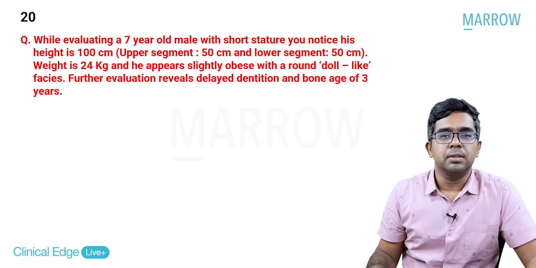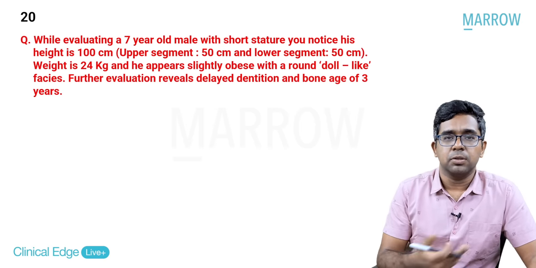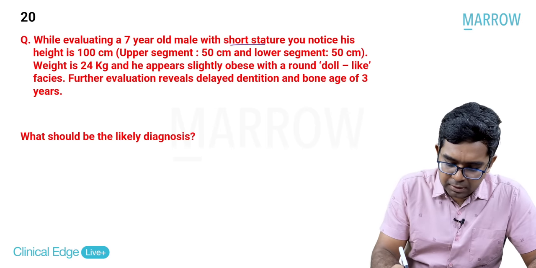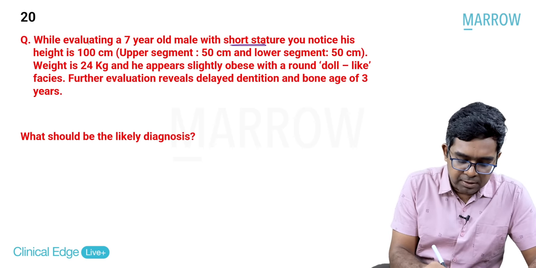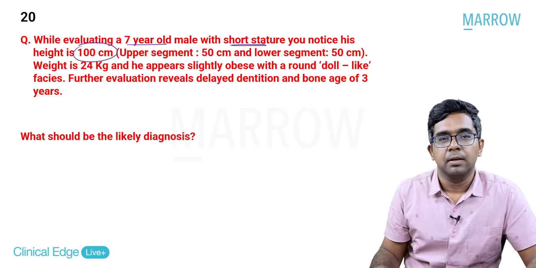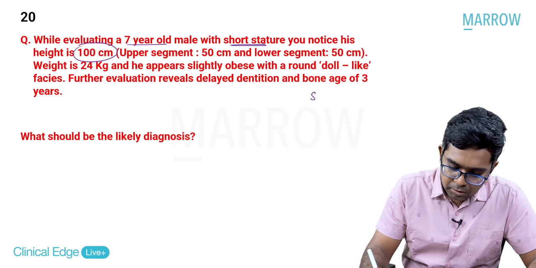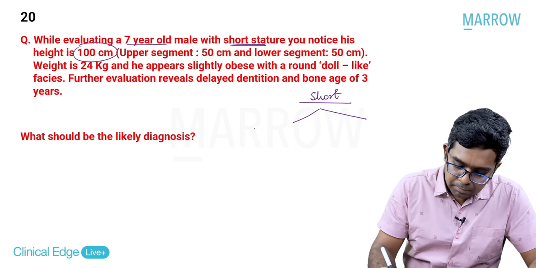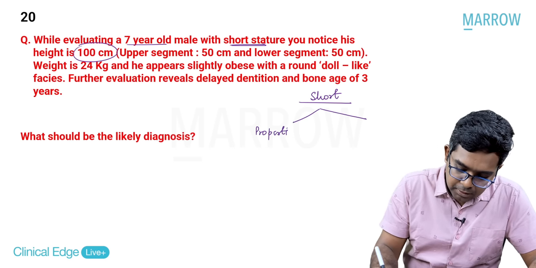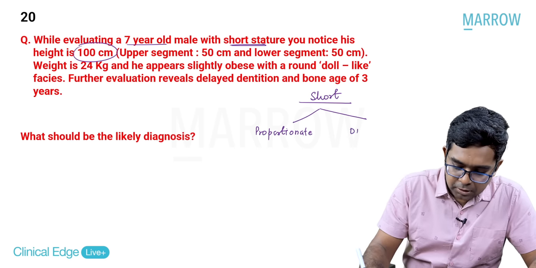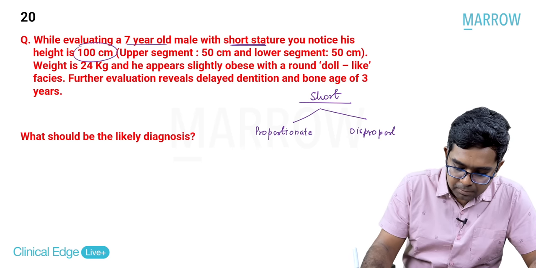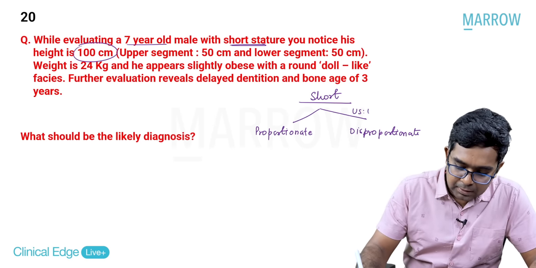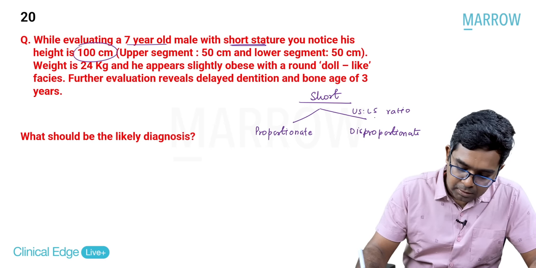Let us try to interpret this question and then try to provide a diagnosis, because the question itself is about what is a likely diagnosis. See, it is clearly written the child is having short stature, and definitely 100 centimeters for a 7-year-old child is definitely short. And in all short children, what we try to do is to differentiate into something called proportionate short stature and disproportionate short stature. This is done with the help of the US-LS ratio, upper segment, lower segment ratio.